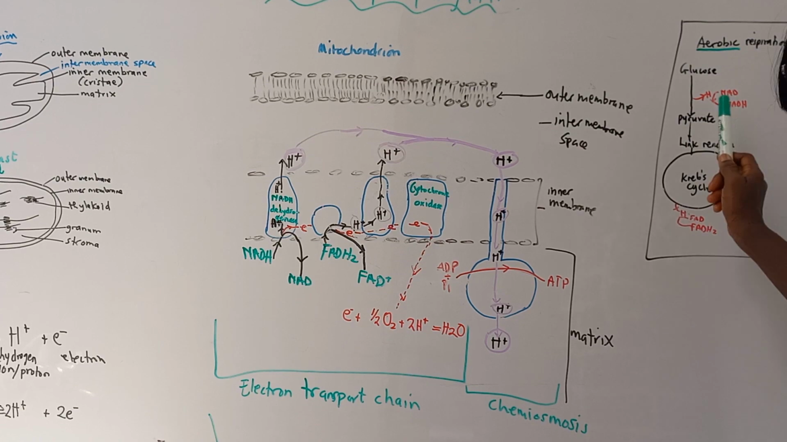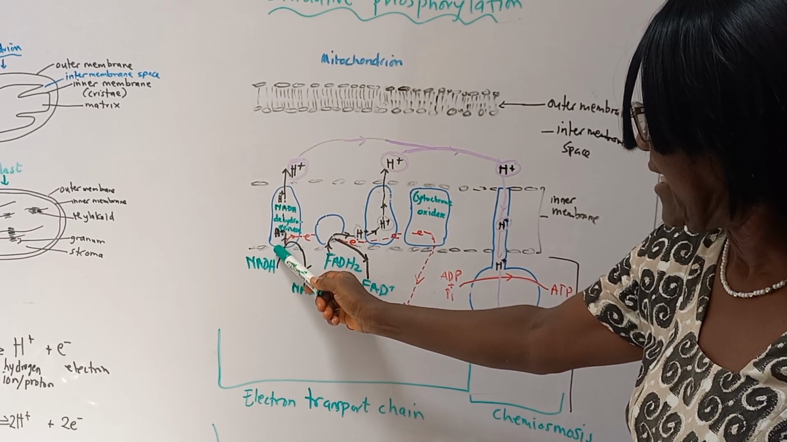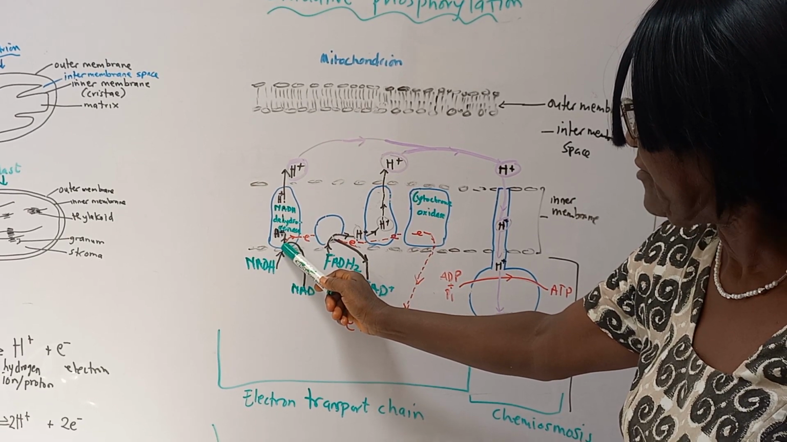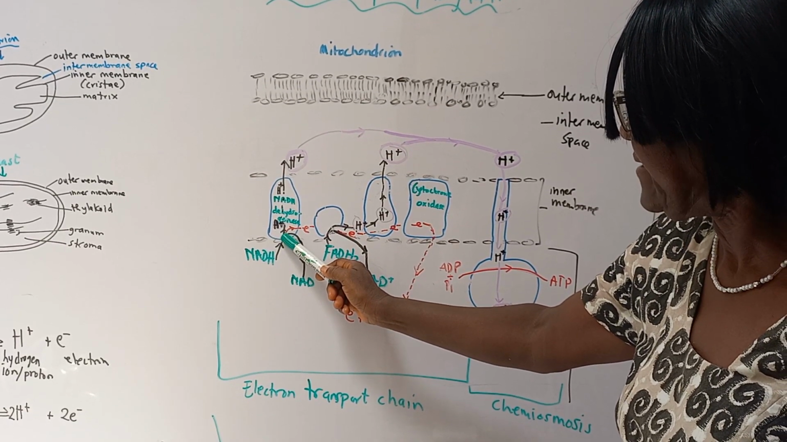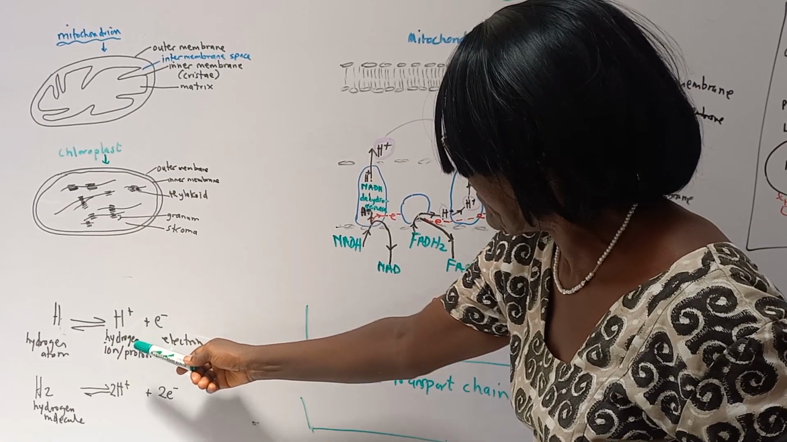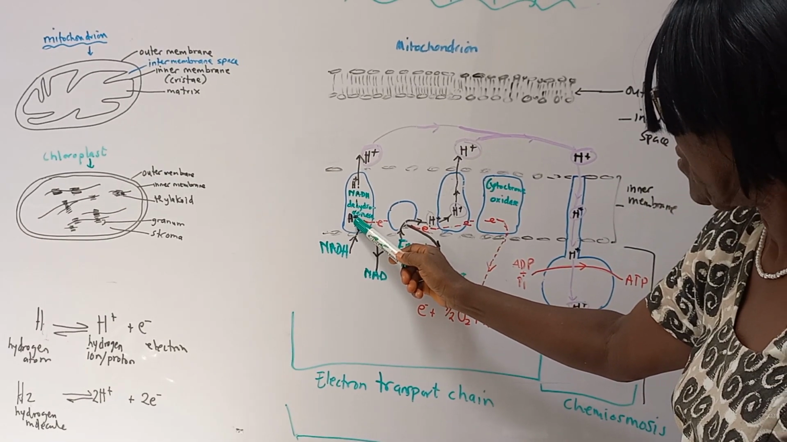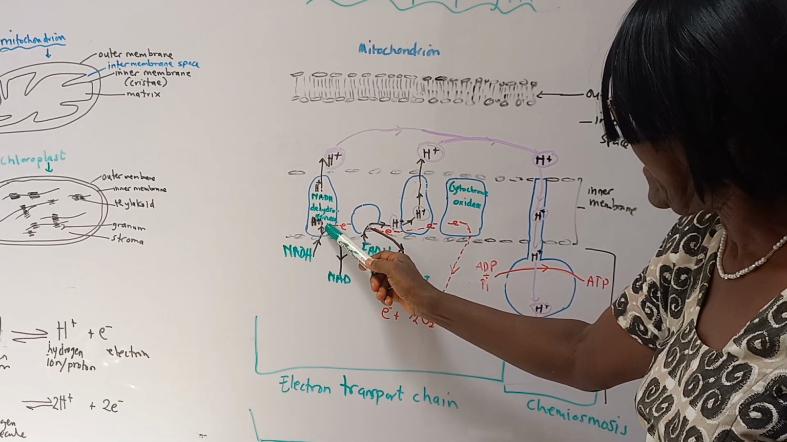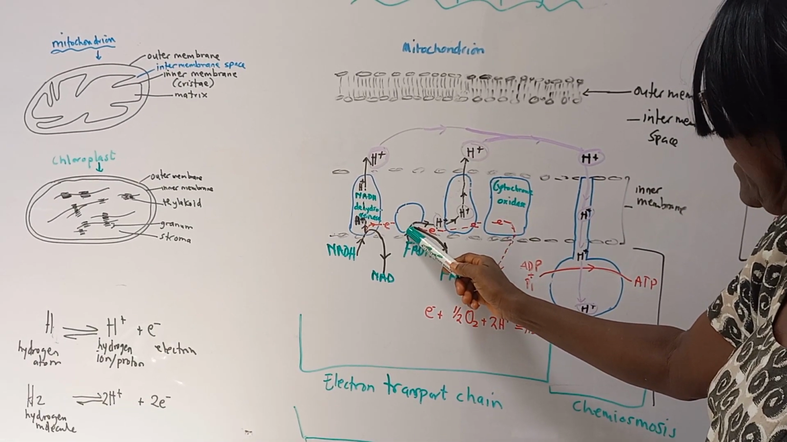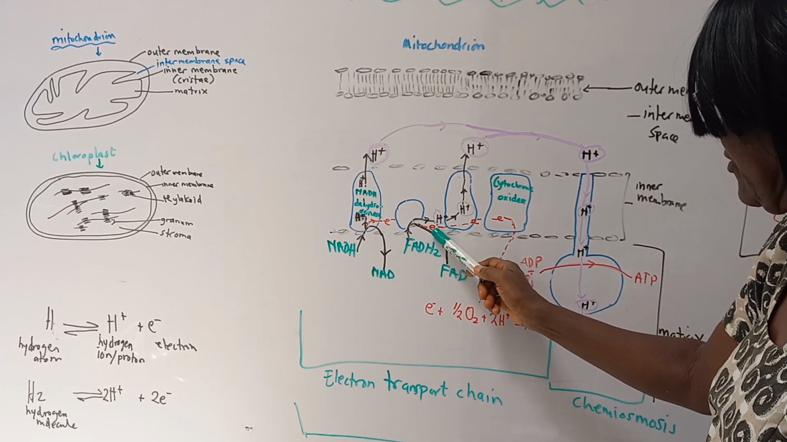Now, this reduced NAD carries the hydrogen to the electron transport system and it releases the hydrogen as it gets oxidized. Hydrogen is released as protons or hydrogen ions and electrons. FAD also releases hydrogen as protons and electrons.